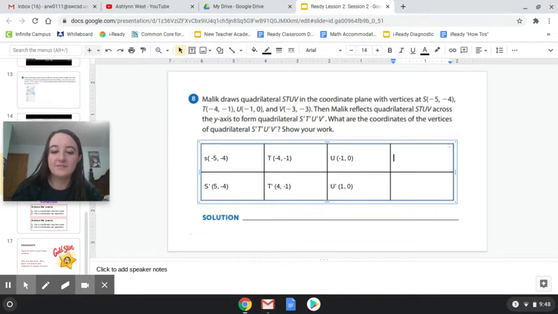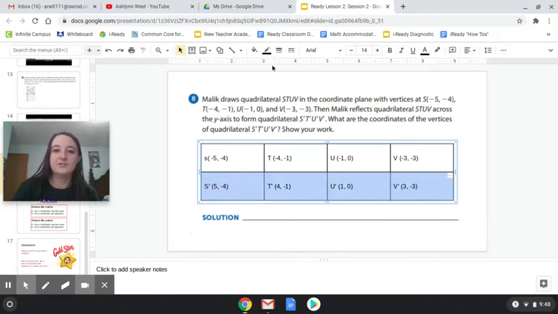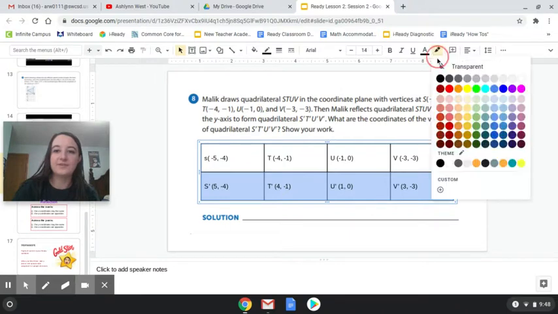And finally, for V, we have (-3, -3). Remember, our x values change, but our y values stay the same. So our -3 becomes the opposite, which is +3, and then our y value stays the same at -3. So then that would be your solution right here.